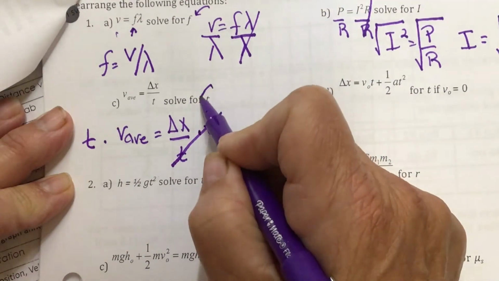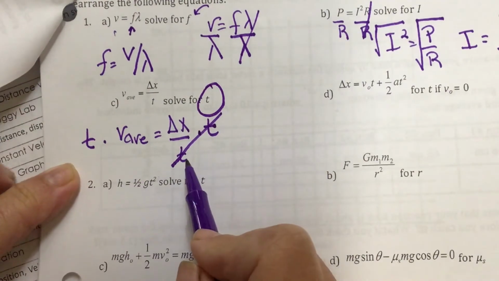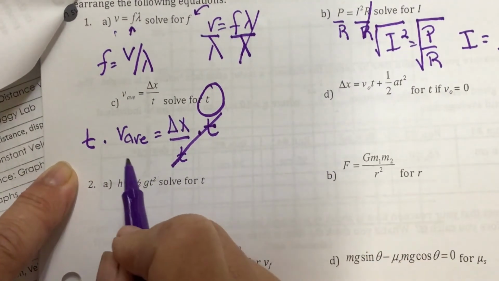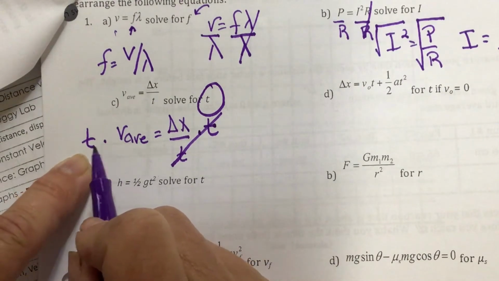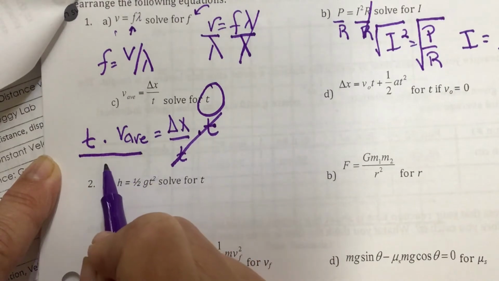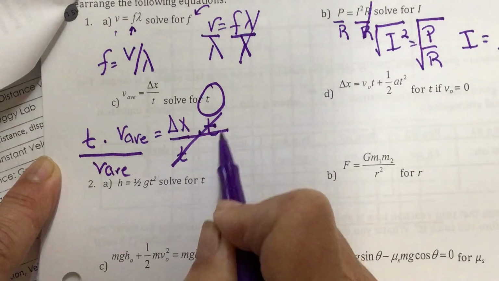And remember, I'm trying to make an equation for t. So I'm not done yet, because I don't have an equation that says t equals. So what do I need to do next? Well, this means multiply. The opposite of multiplying is dividing. So I can divide by v average on both sides.